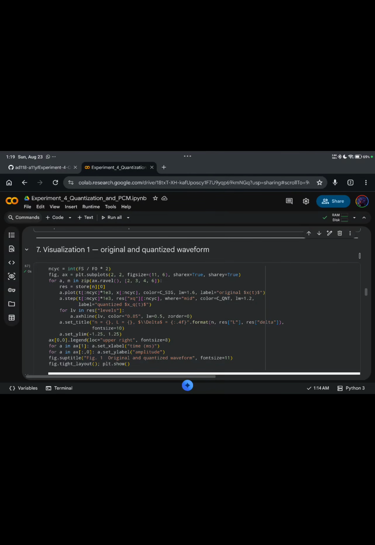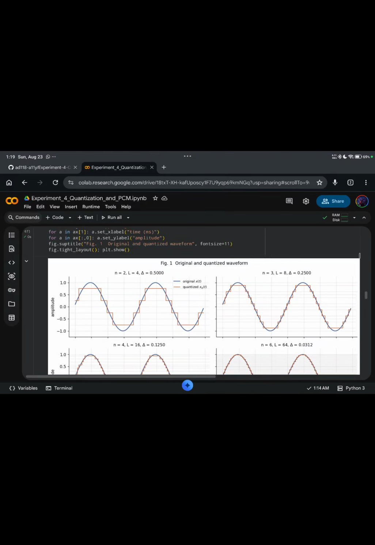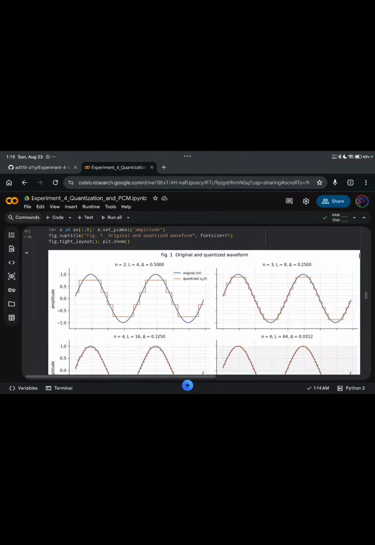Now, this is the first visualization. The blue curve represents the original sinusoidal signal, while the orange staircase represents the quantized signal. With 2 bits, the staircase is very coarse because there are only 4 levels. As the resolution increases to 3, 4, and 6 bits, the quantized signal follows the original waveform more accurately. This clearly shows how increasing the bit resolution reduces quantization error.